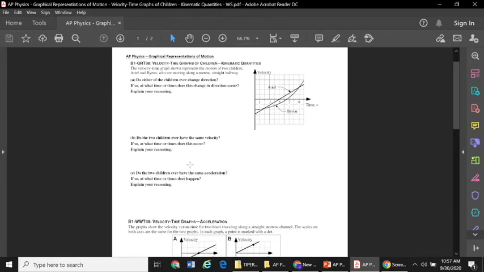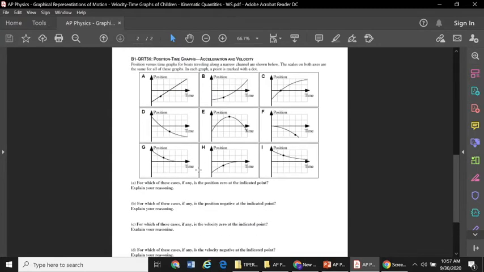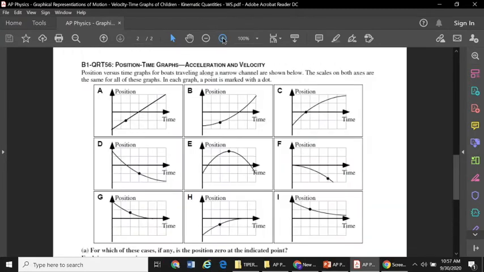And what I want to do is I actually want to do this one in reverse order as well. The reason why I want to start with B1 QRT 56 is because this question is sort of similar in style to the last question we just looked at. They are not asking you to draw graphs again, but I'd like to do this one first. So go ahead and open that up.